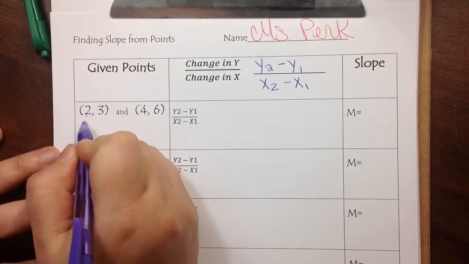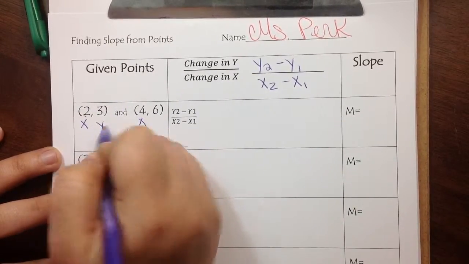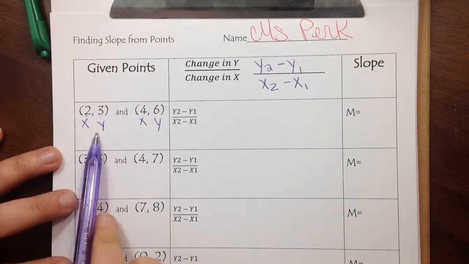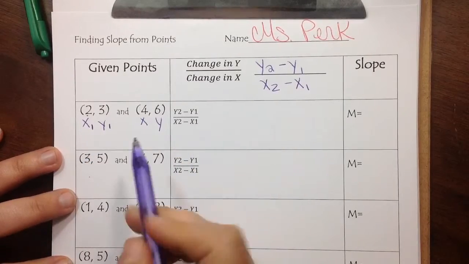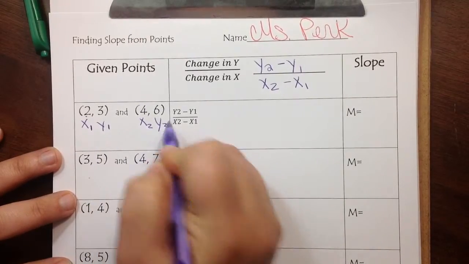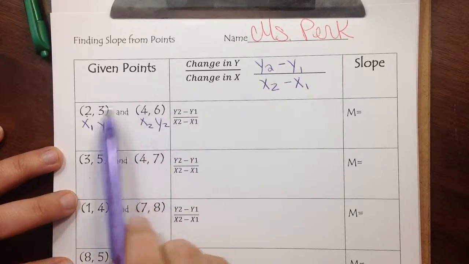The first number will always be an x. The second number will always be a y. So if I look, this is my first group of numbers, therefore it would be x1 and y1. This is my second group of numbers, so it would be x2, y2. So now that I know that, I can use this formula and plug it in.